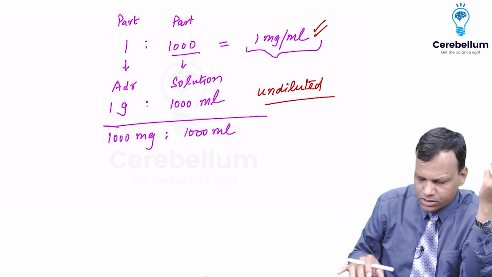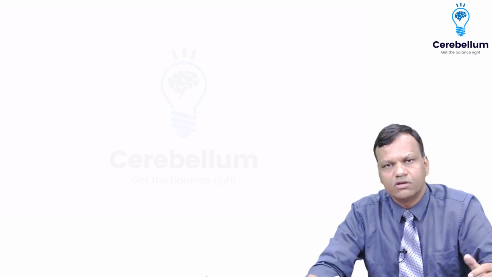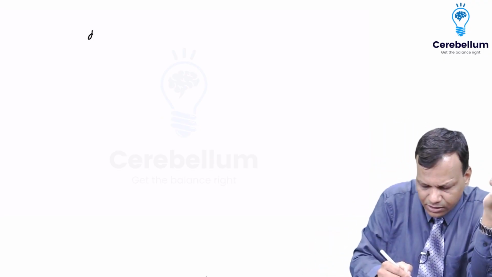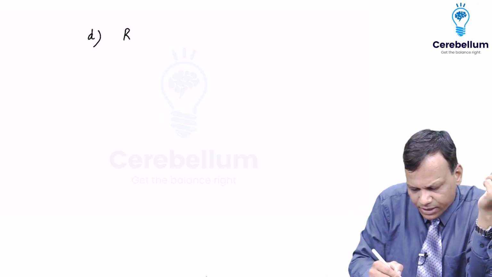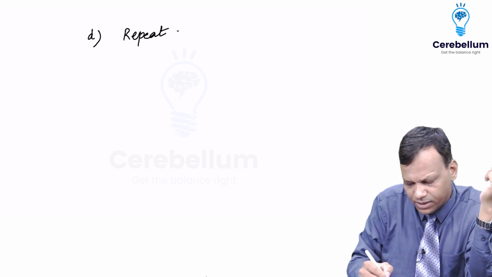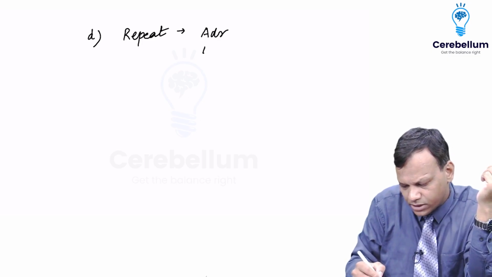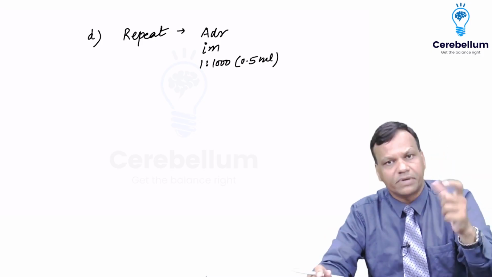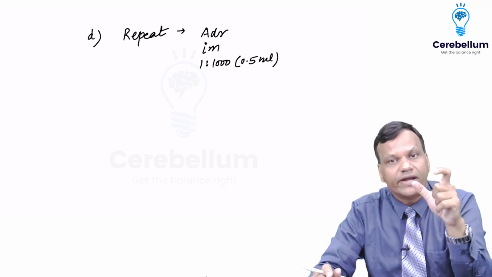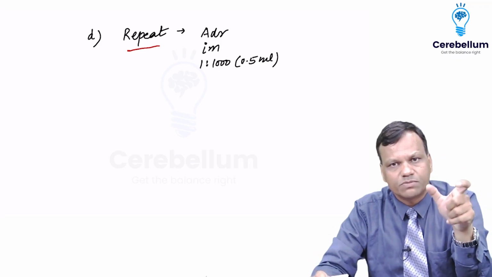Suppose in the first attempt you are not able to clear your exam. So what do you do? We repeat. Same thing here. If the first dose fails, repeat. What to repeat? Again the same: same drug, adrenaline, same route, intramuscular, same dose, 1:1000, 0.5 ml. Exact same we will repeat. But the question is when to repeat. It should be repeated as early as possible.